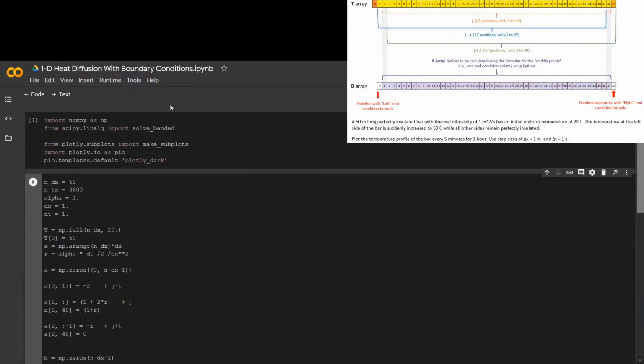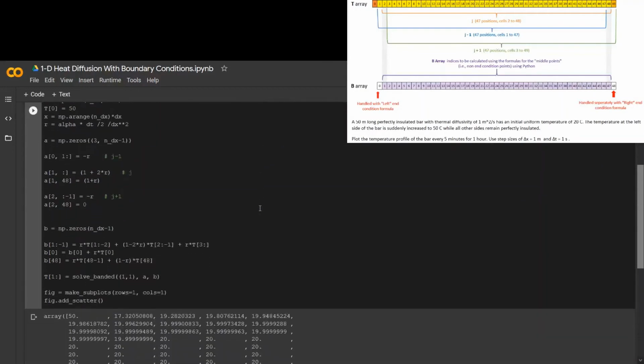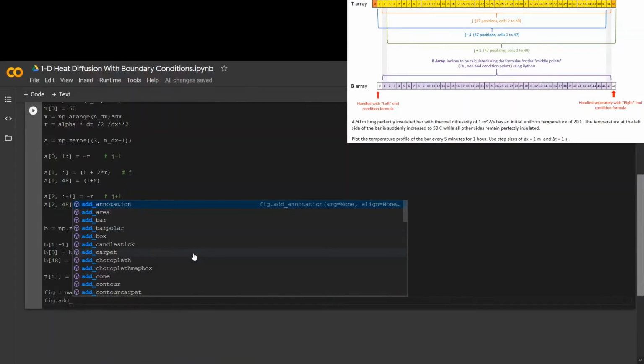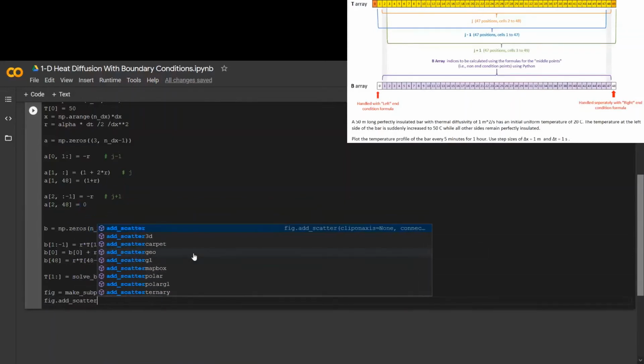Oh, I bet that's why it's not showing up. I have to run this. Okay, let's go back. Fig.add. Actually, let me run this first. I need to define fig, and then we'll go fig.add. There we go. That's what I want.